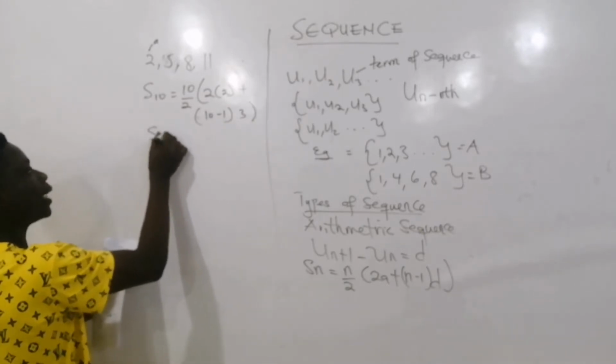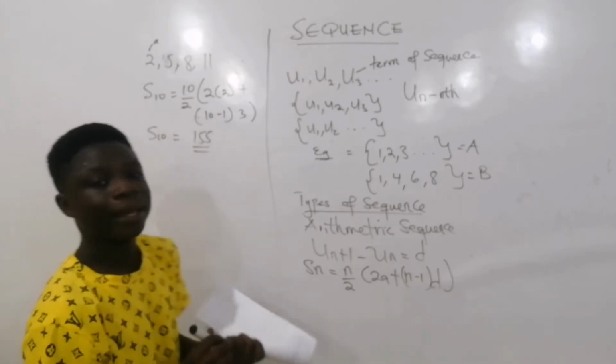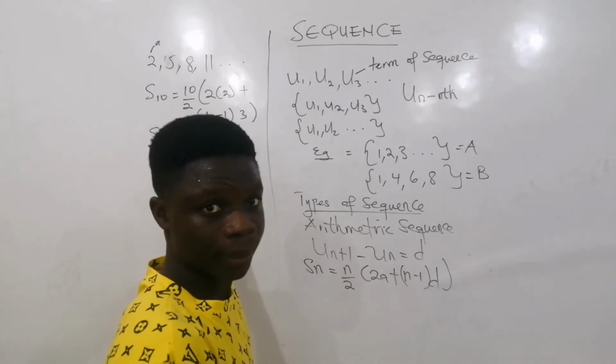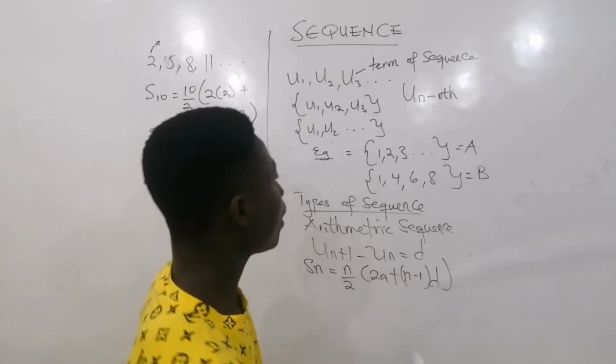And at the end, S10 becomes 155. So this is how we find the sum of an arithmetic sequence. So you should know that. Now let's move on to something I didn't talk about.